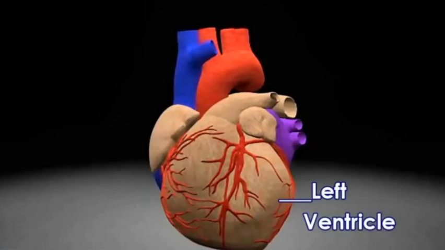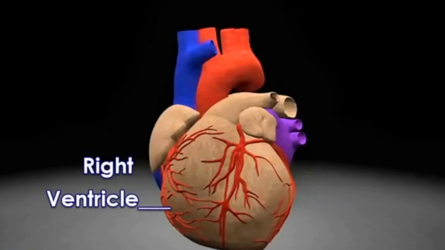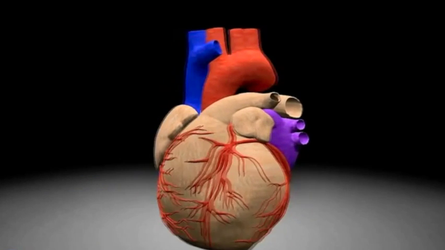Right ventricle. The right ventricle is one of 4 chambers, 2 atria and 2 ventricles, in the human heart. It receives deoxygenated blood from the right atrium via the tricuspid valve and pumps it into the pulmonary artery via the pulmonary valve and pulmonary trunk. It is triangular in form and extends from the right atrium to near the apex of the heart.